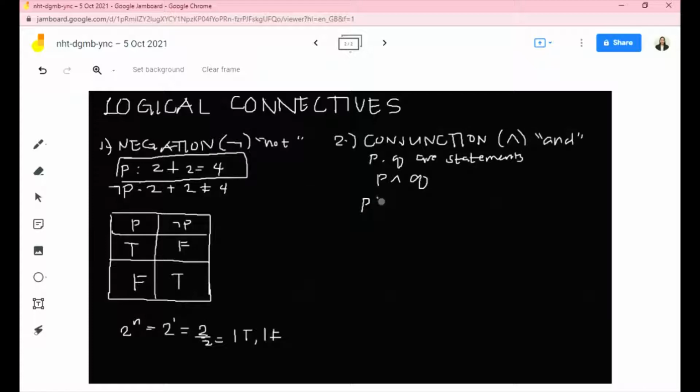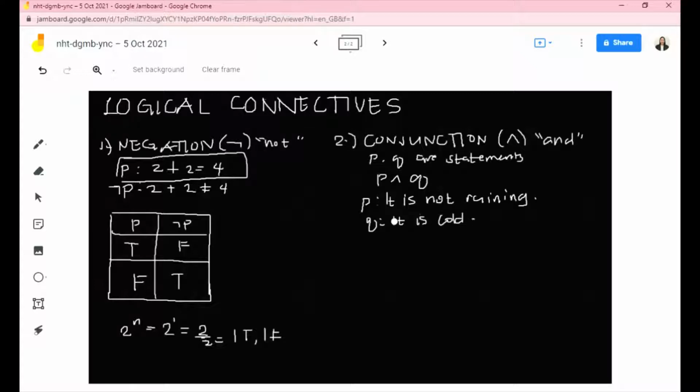Suppose that my statement P will be, it is not raining. And my statement Q, or my propositional variable Q, will be my proposition, it is cold. You might confuse yourself with propositions and statements. They're just the same, but in mathematics, we usually call that a proposition.